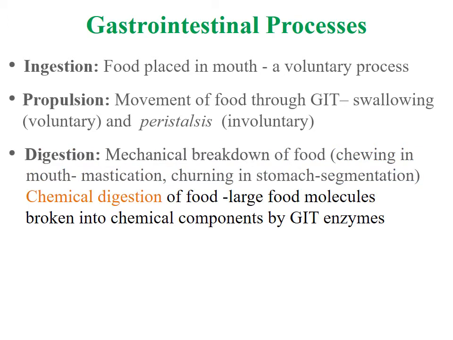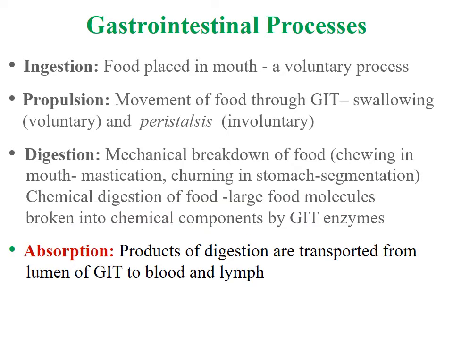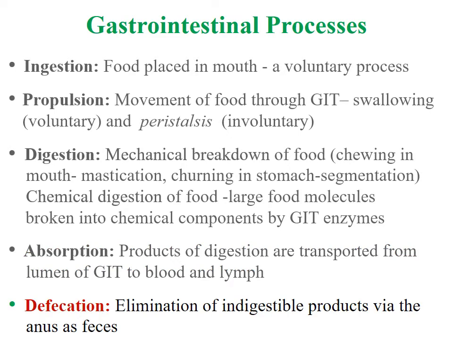Chemical digestion of the food. Large food molecules are broken down into chemical components by the action of the various digestive enzymes. Absorption. The products of digestion are transported from the lumen of the gastrointestinal tract to the blood and the lymph. At the end, the defecation process is the elimination of undigested product via the anus as feces. So that is how it is excreted out from the body.